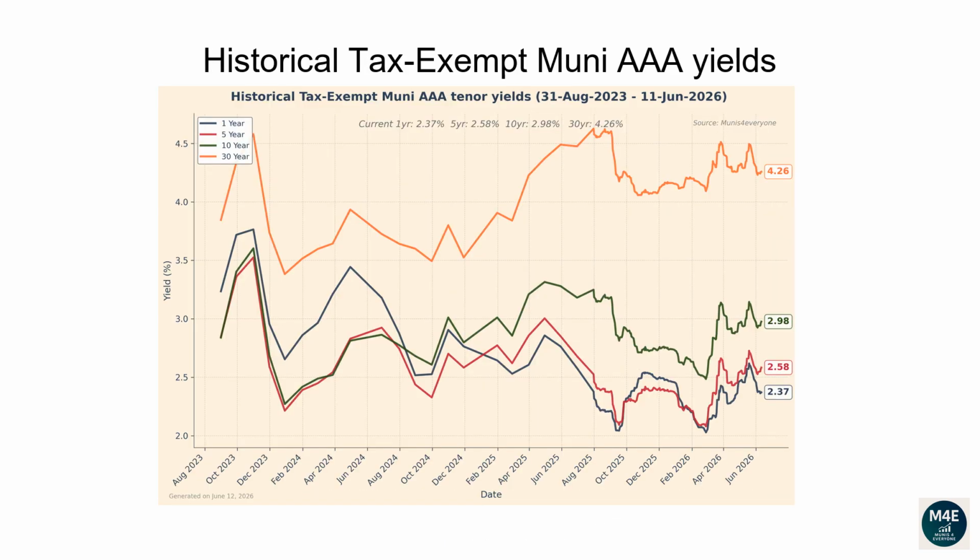This line plot and the next plot show how each tenor of the Muni yield curve has changed over time. From the 31st of August 2023 to the 11th of June 2026, the 1-year yield has dropped from 3.24 to 2.37. The 5-year yield has dropped from 2.85 to 2.58. The 10-year yield has increased from 2.84 to 2.98. The 30-year yield has increased from 3.85 to 4.26.